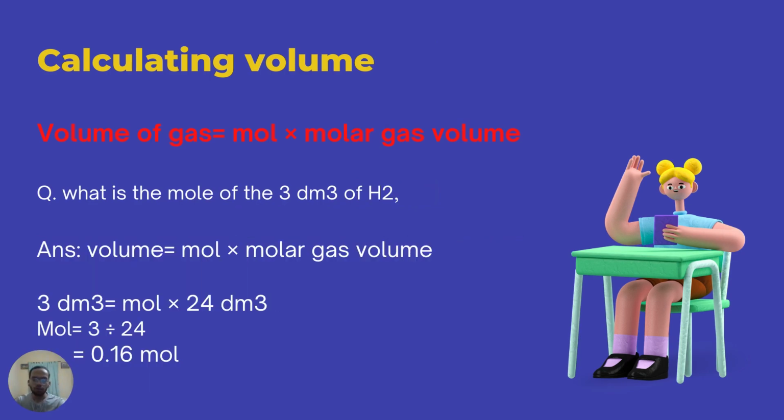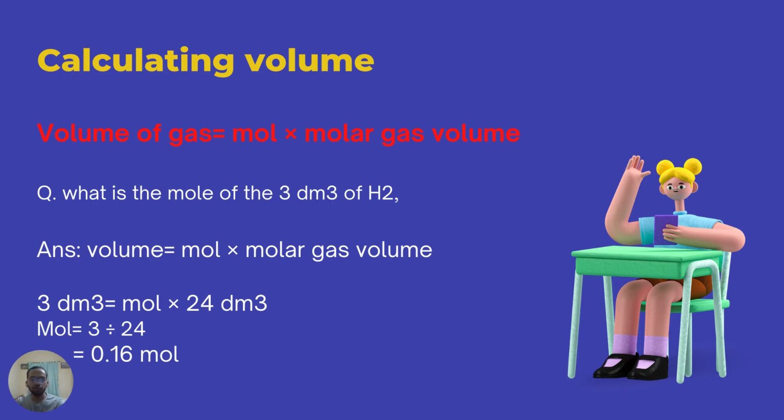For calculating the volume, the formula is mole × molar gas volume. For example, what is the mole of 3 dm³ of hydrogen, H2? So the formula we will use is volume equals mole × molar gas volume. Here it doesn't matter whether it is a molecule or just one atom, the molar gas volume is always constant, and it is 24 dm³ or 24,000 cm³.